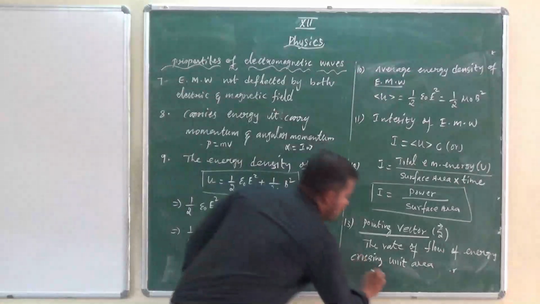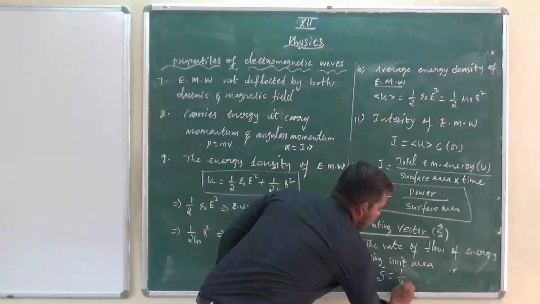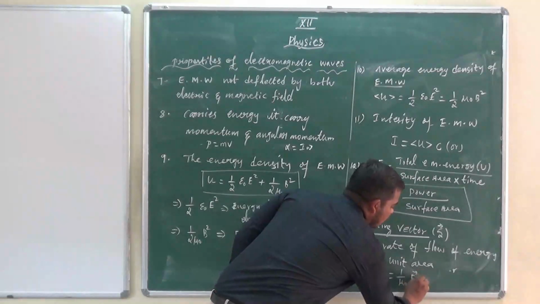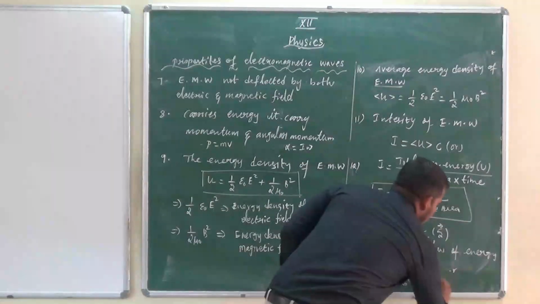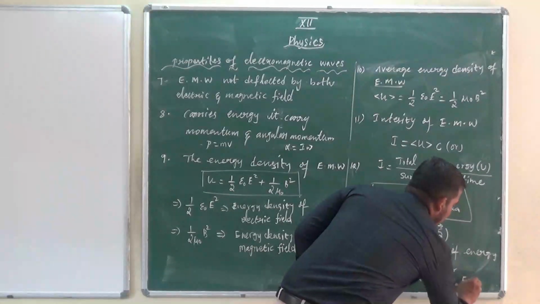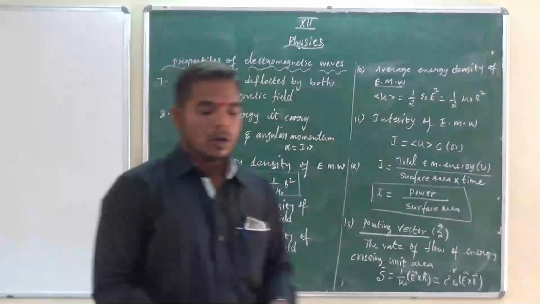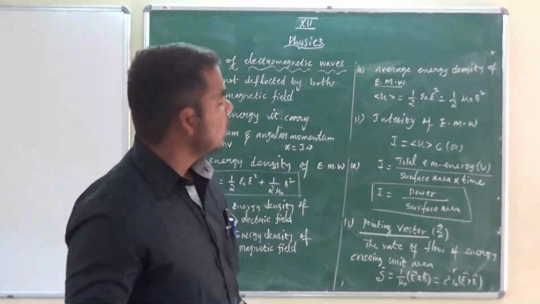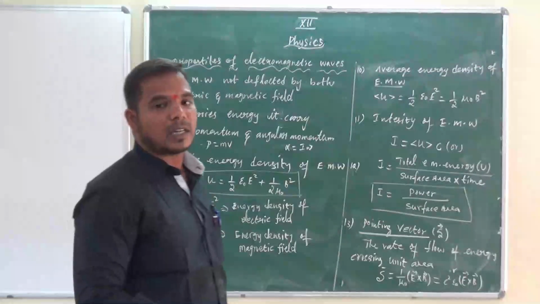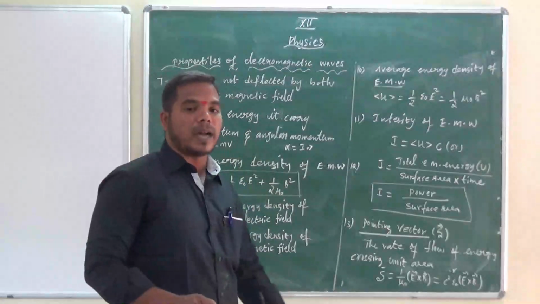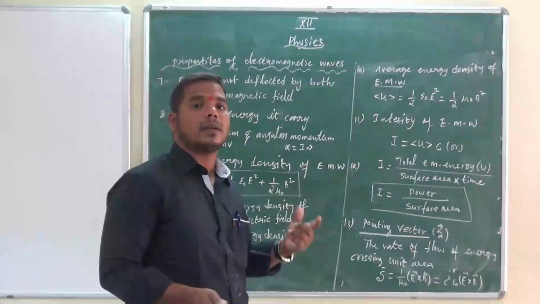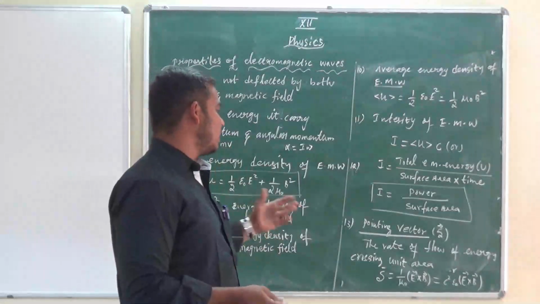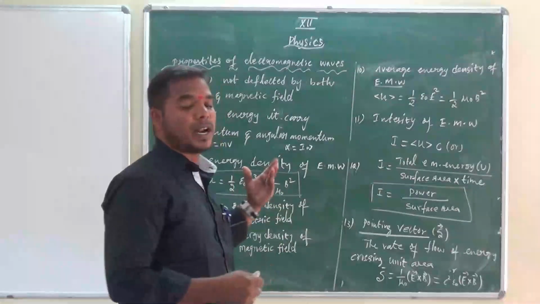We can write the equation S vector equal to 1 by mu naught, E vector cross B vector, electric field and magnetic field, which equals c square epsilon 0 E vector cross B vector. This is the Poynting vector. So you got it, all the points total 15 maximum. Here I explained 13 points; the remaining 2 points I will explain next class, because they are very difficult to explain, whenever needed.